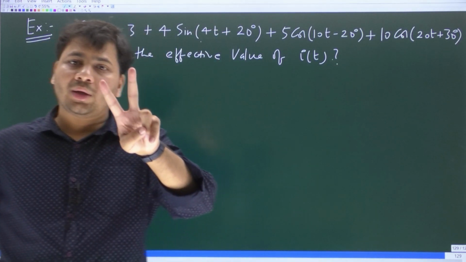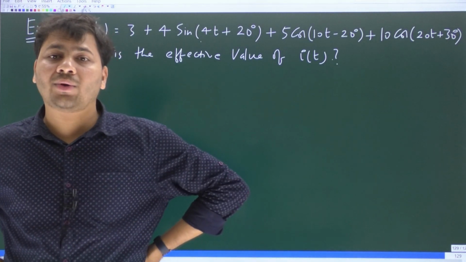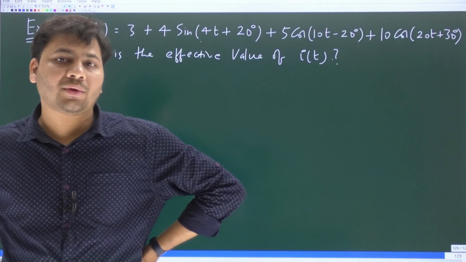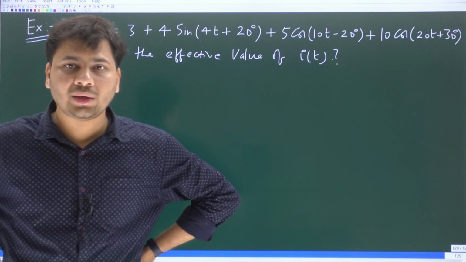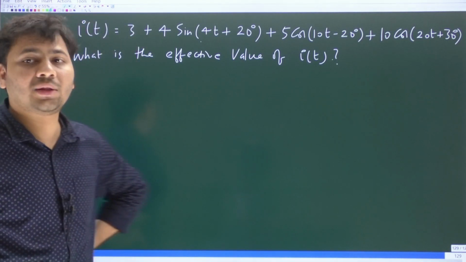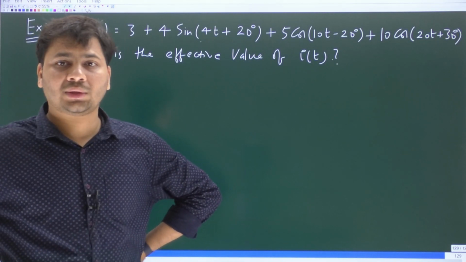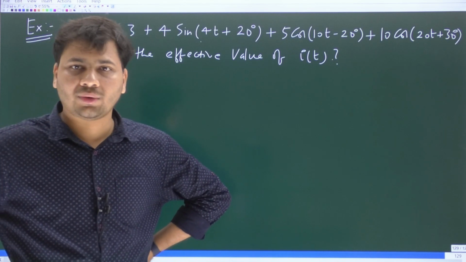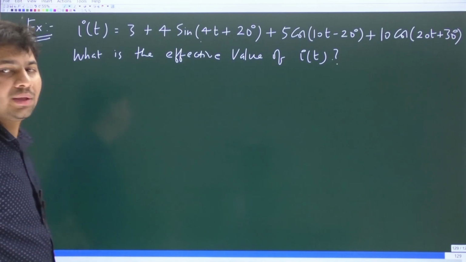Any 2 sinusoidal functions at 2 different frequencies are always going to be orthogonal. So here all the 4 sinusoidal components are at 4 different frequencies. So all the 4 are mutually orthogonal with respect to each other. Okay. In such a case, how do you find the RMS value?